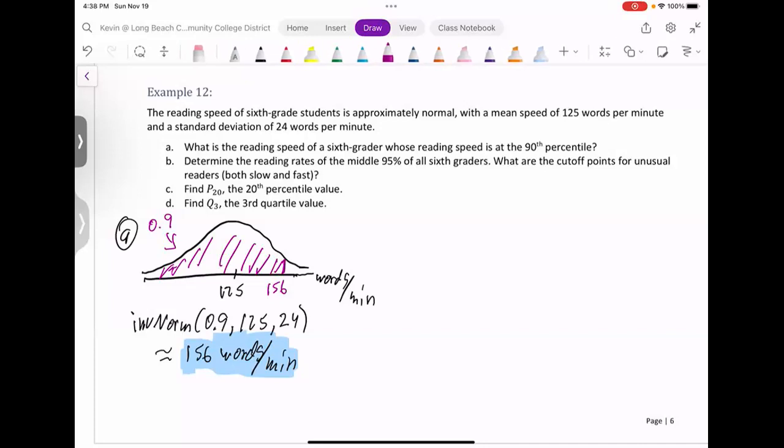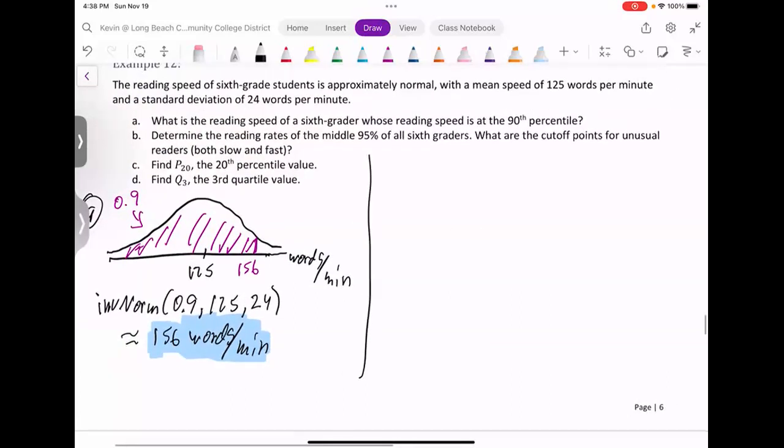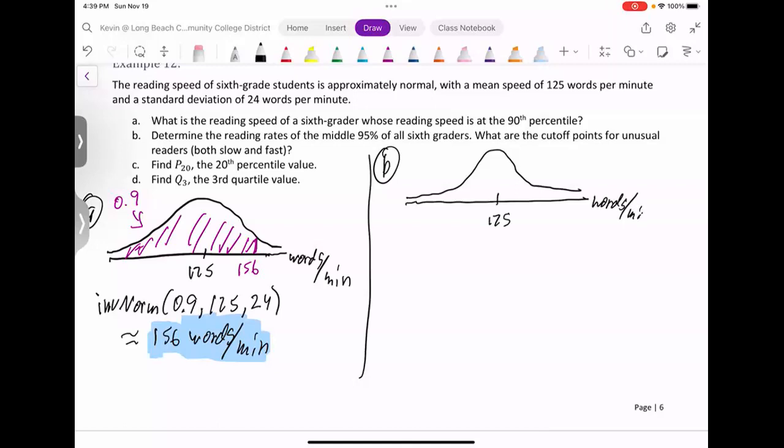Part B. Determine the reading rates of the middle 95% of all 6th graders. What are the cutoff points for unusual readers, both slow and fast? So what we're going to have here, .25. Again, this is words per minute. And they want the middle 95%.